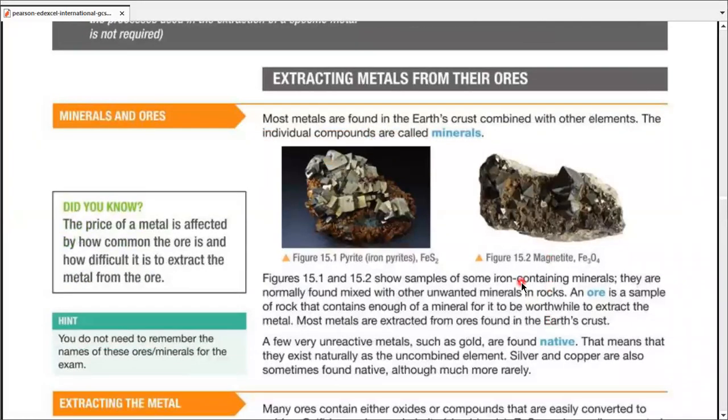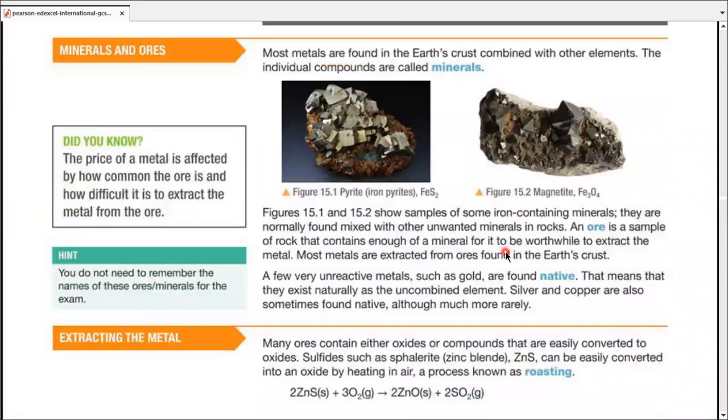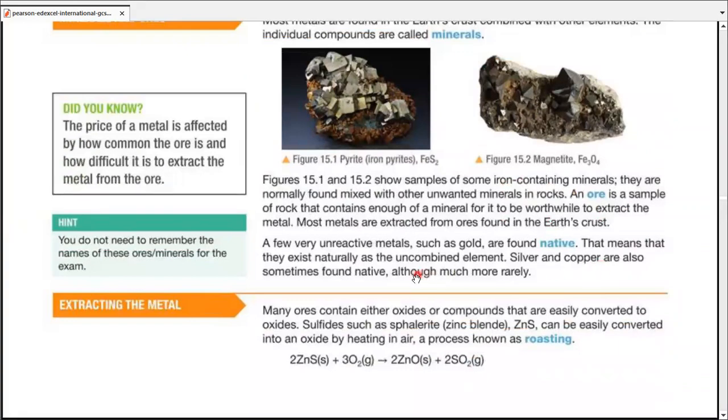All right, so metals are found in combination with other elements, and we commonly call these compounds minerals. Minerals usually contain some unwanted material like soil and sand particles with them. We call it ore. Ore is the form of metal which is combined with other elements and also with some unwanted materials. There are very few unreactive metals such as gold, silver, and sometimes copper, which are found in their actual state.